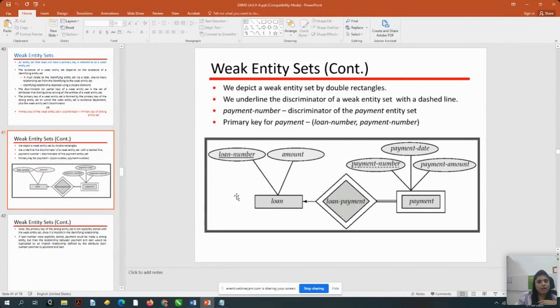Okay, and now we have loan number and amount. So loan number becomes the primary key of this loan entity, because this is a unique number with which you can identify the loan. Now the payment, if you need to find out which payment is associated with which loan, you cannot just simply identify it with payment number. You need to link these two tables.